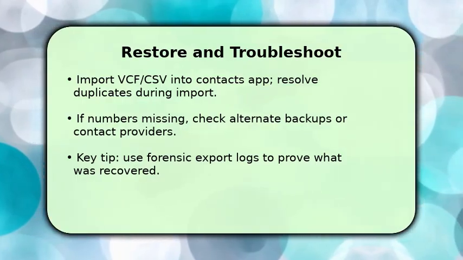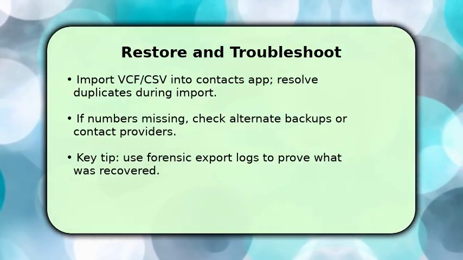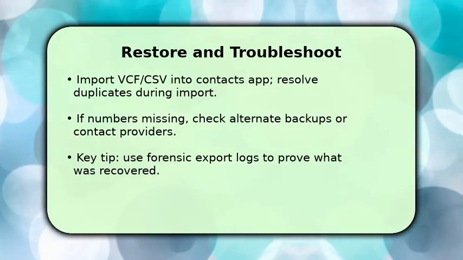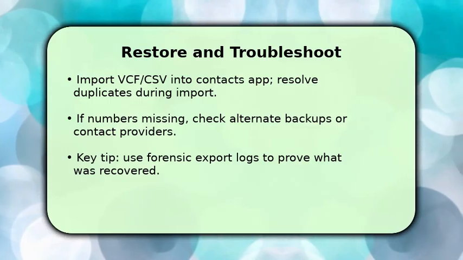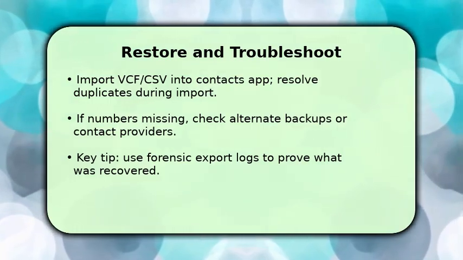If some entries are still missing, repeat scans, check older backups, or request provider logs for possible carrier-stored contacts. If things go wrong, rely on the forensic export log from your recovery tool to trace what was found and why certain items failed to restore.